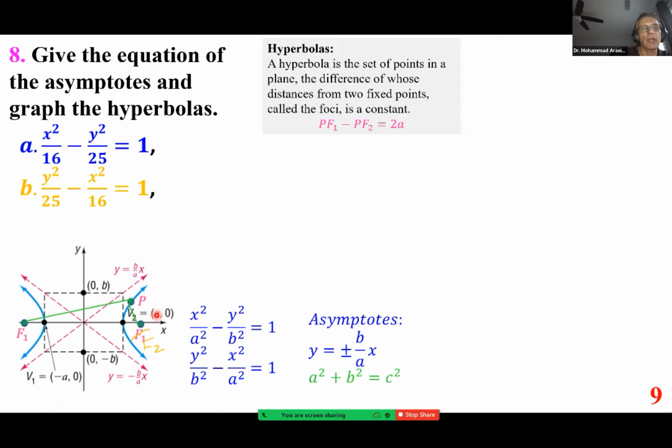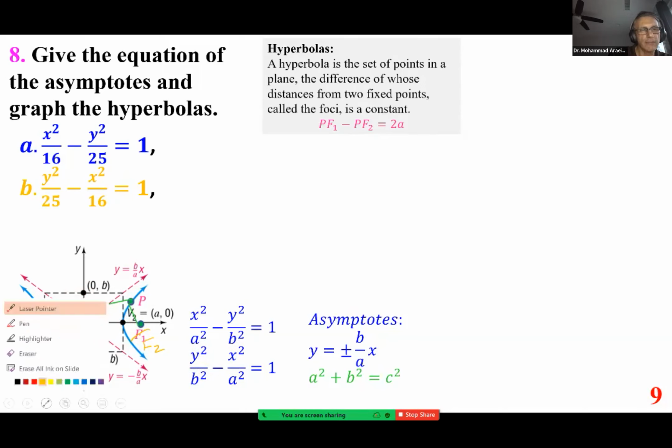That is the definition. In a case like x squared over a squared minus y squared over b squared equals 1, where x squared has a positive coefficient, it opens sideways, and it has vertices at (a, 0) and (negative a, 0). If it's in the format where y squared has a positive coefficient, and by the way, I like to keep the b squared under y squared, you'll see in a moment why, then it opens up or down with the vertices at (0, b).